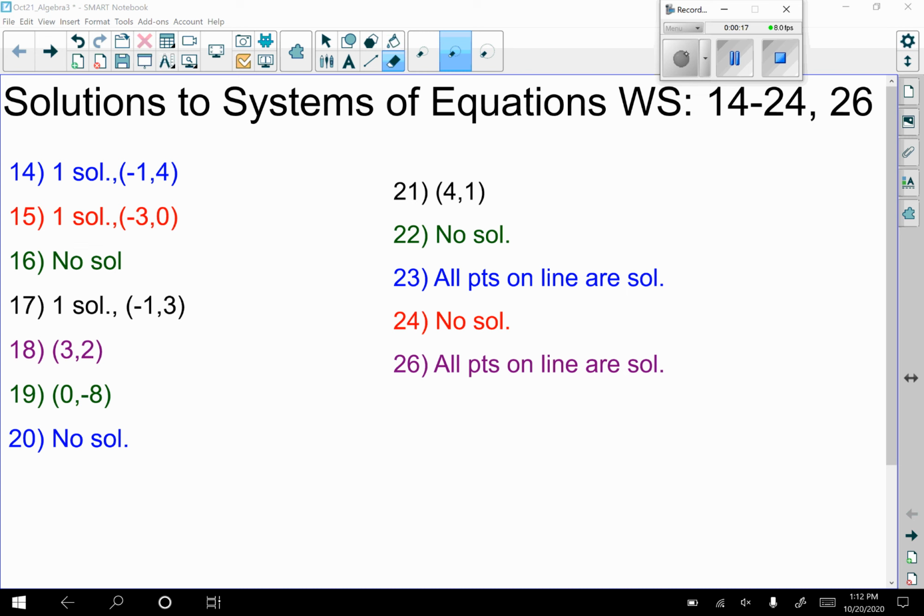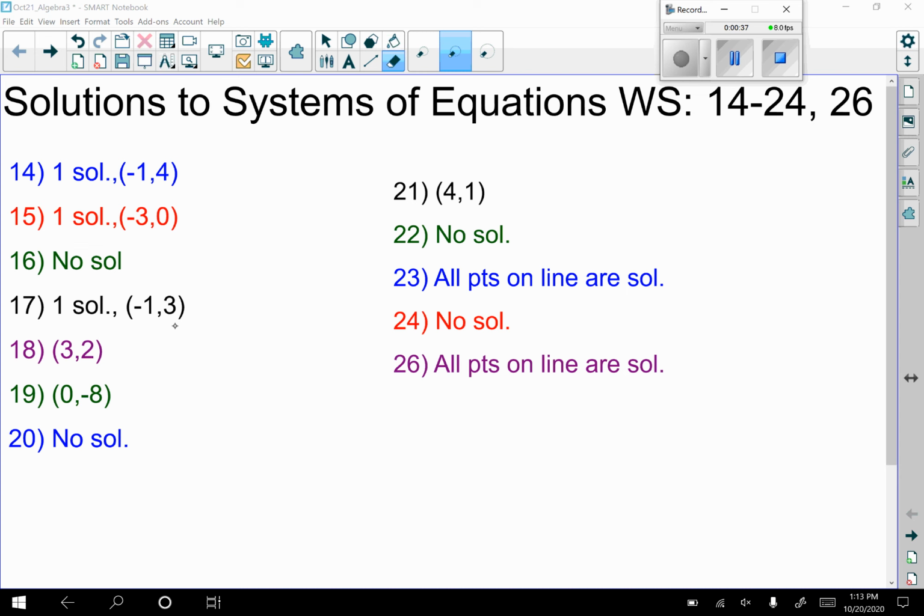Keep in mind, when we solve by graphing, for 14 through 17, if you didn't write out the ordered pair, that was fine. The question was only how many solutions it has. But when we solve by graphing, it's not enough just to show that the two lines intersect. We have to indicate where they intersect, so we have to write out that point of intersection.